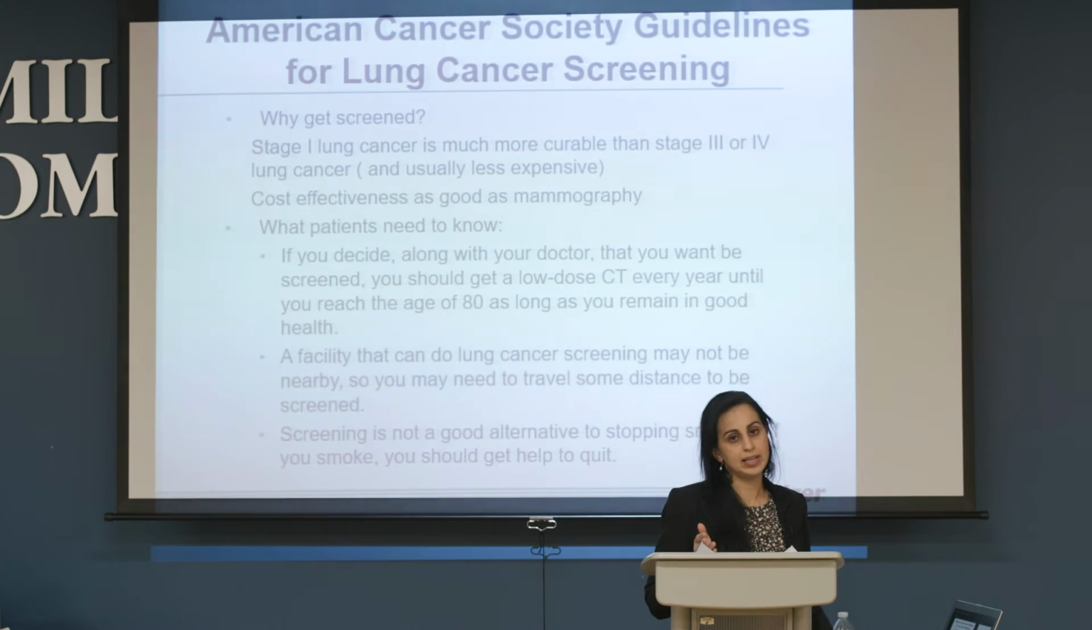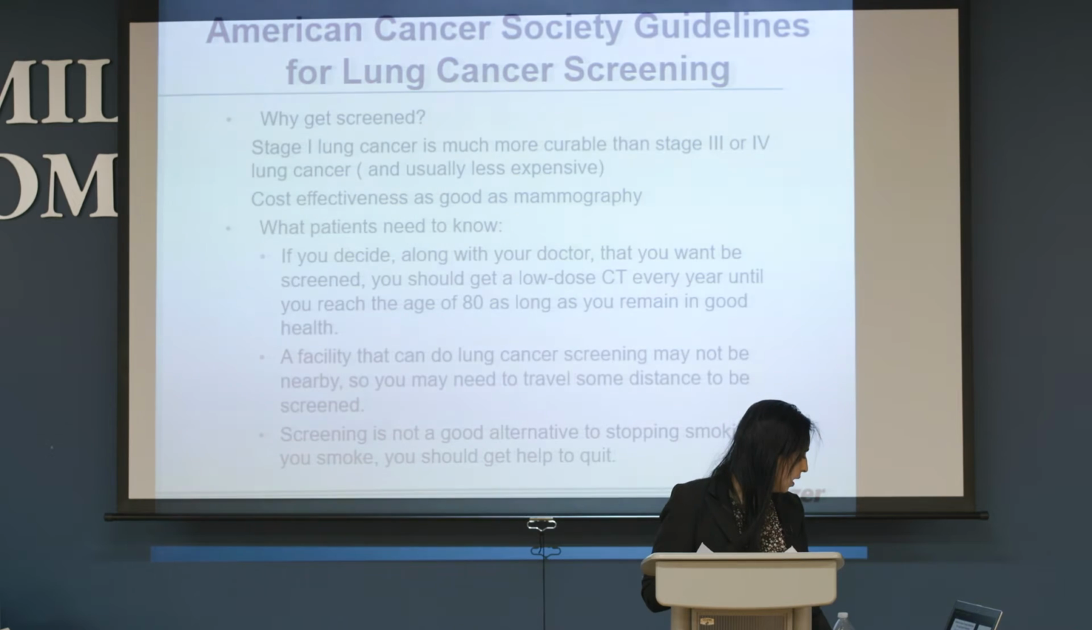So why does it help to get screened? I guess the main thing is that we want to find these cancers early. So in a stage 1 or a stage 2, those are potentially curable cancers. It's cost effective. So just like when everybody knows that you have to go for your mammograms, it's the same cost effectiveness to get this test done as it is a mammogram. So it makes sense cost-wise, because treating a stage 3 or stage 4 is much more expensive for everyone and obviously could be deadly.